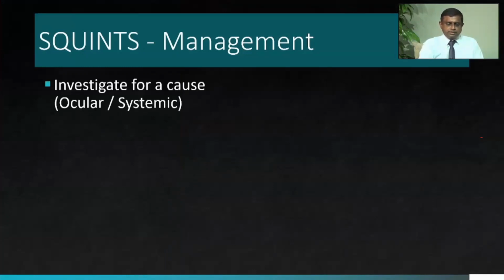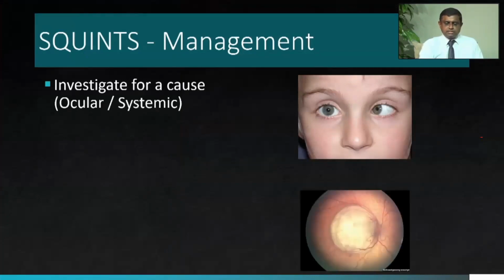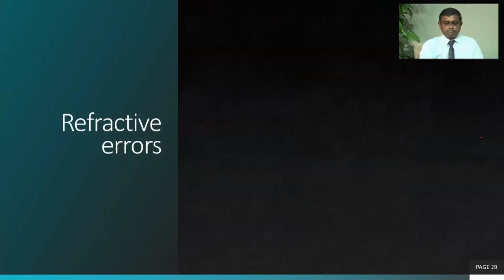So I reiterate this point. When there is a squint, we have to investigate for a cause. The child may look like this. When we dilate and see the fundus, we can find it may look like this. So this is a tumor arising from the retina, which is a retinoblastoma.